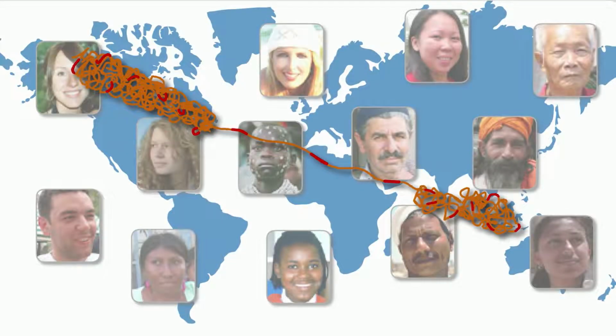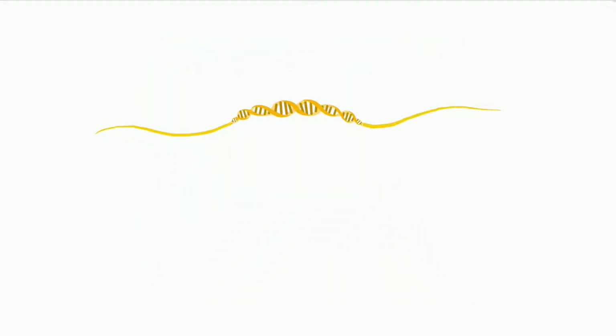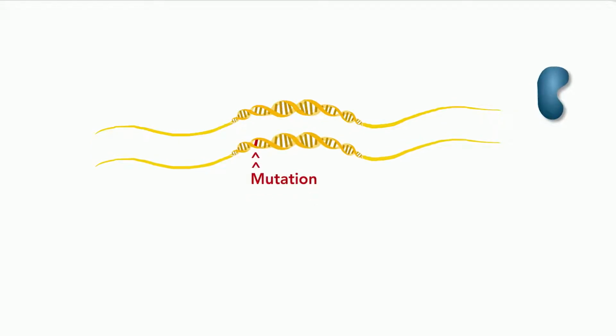Mutation and haplotypes. Although the 4 types of DNA are inherited in very different ways, they are all prone to mutation. Errors can be made during the DNA replication process. These errors are called mutations. Some mutations cause disease, but most are harmless.